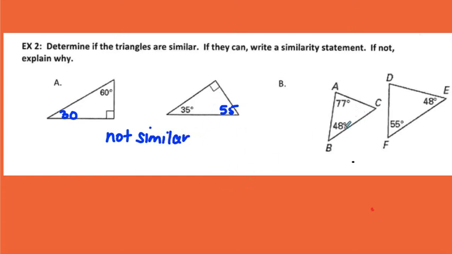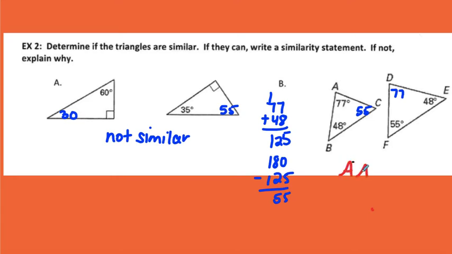All right, over here, I'm going to solve, so I'm going to do 77 plus 48, which gives me 125. 180 minus 125 gives me 55. So I know that this angle right here is 55. And if this is 55 and 48, then this is going to be 77. So now I know that the two triangles are similar because of angle, angle.